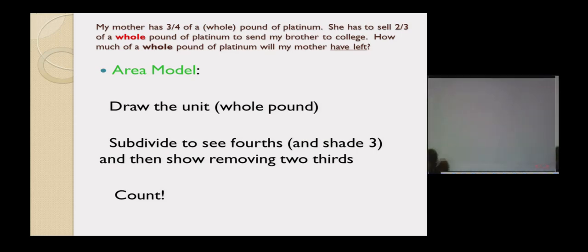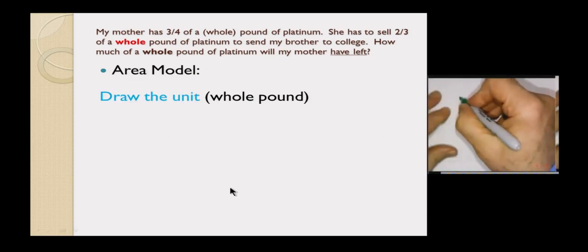So do it the same way as before. We're going to draw the unit. We're going to subdivide it to see what 3/4 looks like. We're going to subdivide it so we can see thirds, so we can remove 2 of those. Excuse me, and then we're going to count. So we draw the whole again.